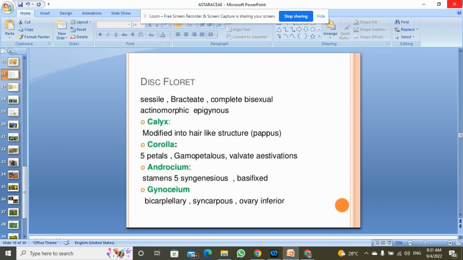Syngenesious stamens means among the 5 anthers, the filaments, the stalk of the anther, are free, whereas the anther lobes are united. And the connective, which unites the 2 anther lobes, extrudes over the anther lobes in the form of a hood. That's why the stamens are called hooded stamens, and the arrangement of the stamens is called syngenesious stamens. Gynoecium is bicarpellary, syncarpous, and the ovary is inferior.